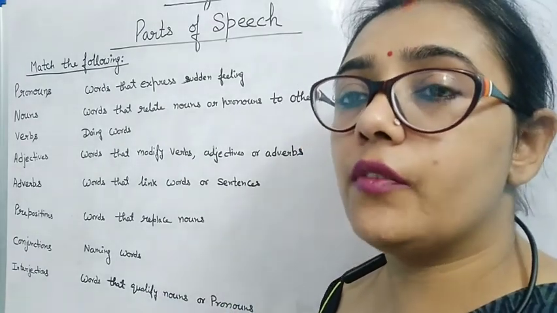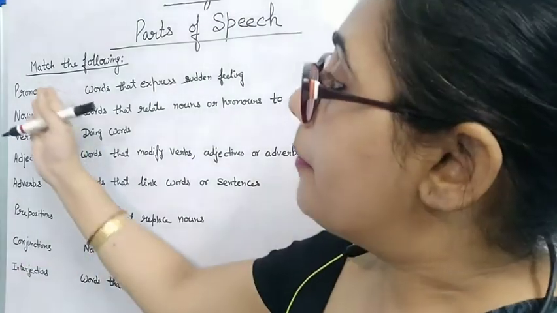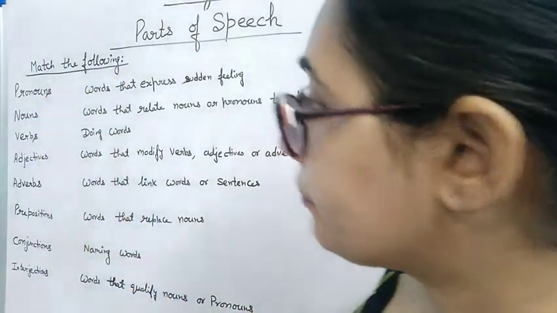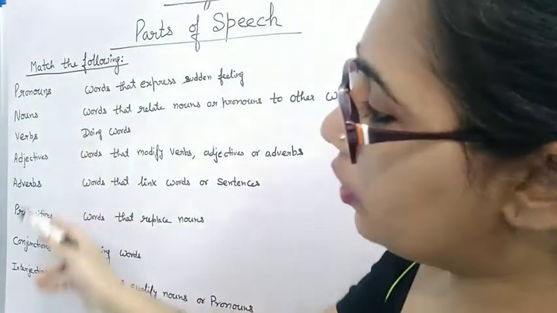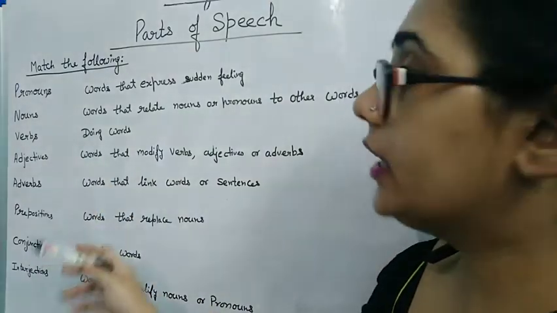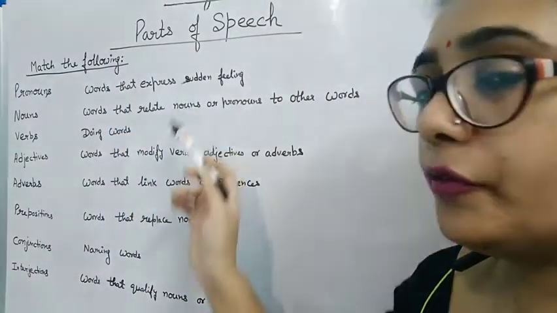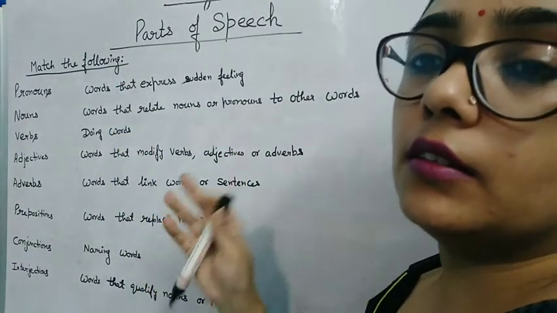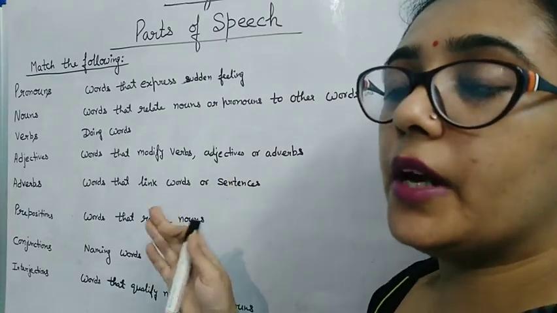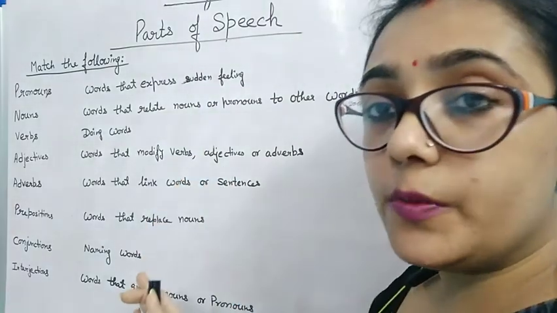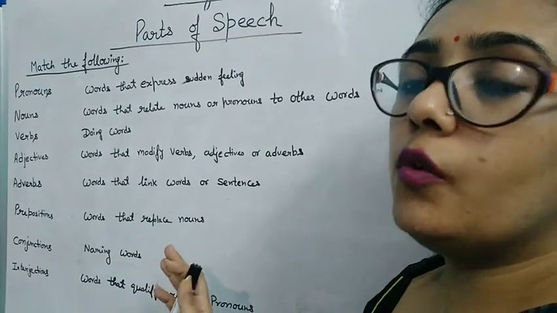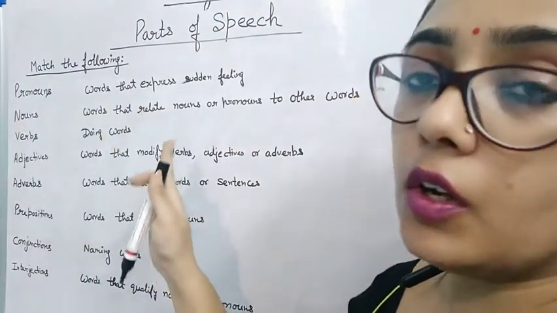First exercise that we are going to do is match the following. Here I have written all the 8 parts of speech, and here I have written the definition, or you can say the thing by which you can understand which part of speech this is. So we have to match both the columns.